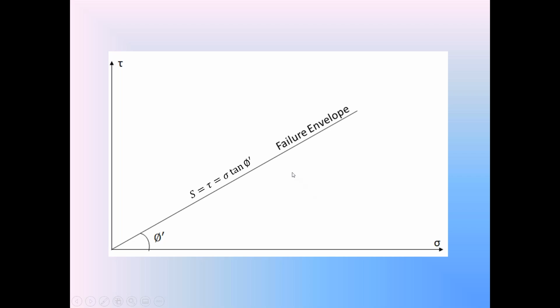For example, if I take a point here in this portion, that point in the xy plane has a normal stress and also a shear stress, but it is below the failure envelope. So at that point, the cohesionless soil is safe. For example, if the stresses in the cohesionless soils are such that the point is lying on the failure envelope, then the cohesionless soil is in the failure condition.